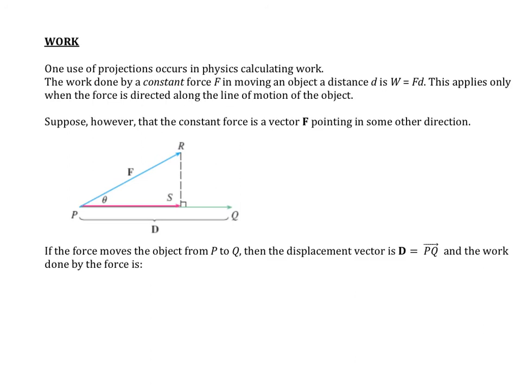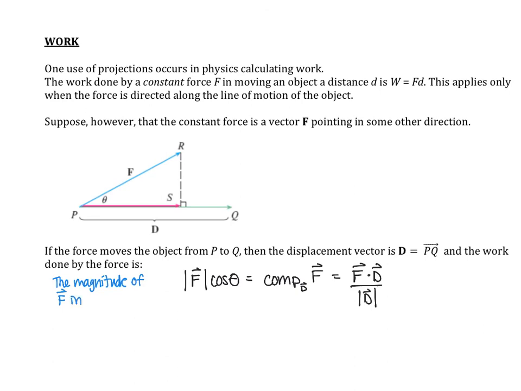Let's put it in a pencil. We would get the magnitude of F cosine theta, which is equal to the component of F in the direction of D, which is equal to the dot product of F and D divided by the magnitude of D. So really what we're saying is the magnitude of F in the direction of D. That's what this is saying.